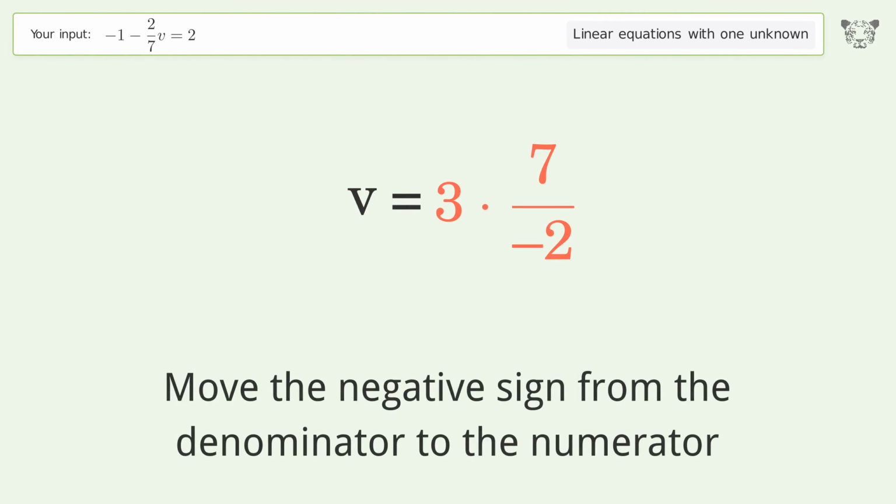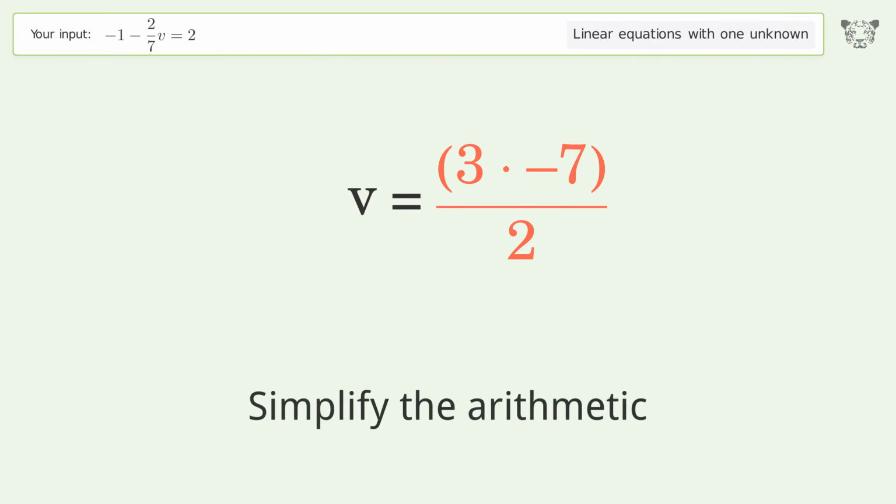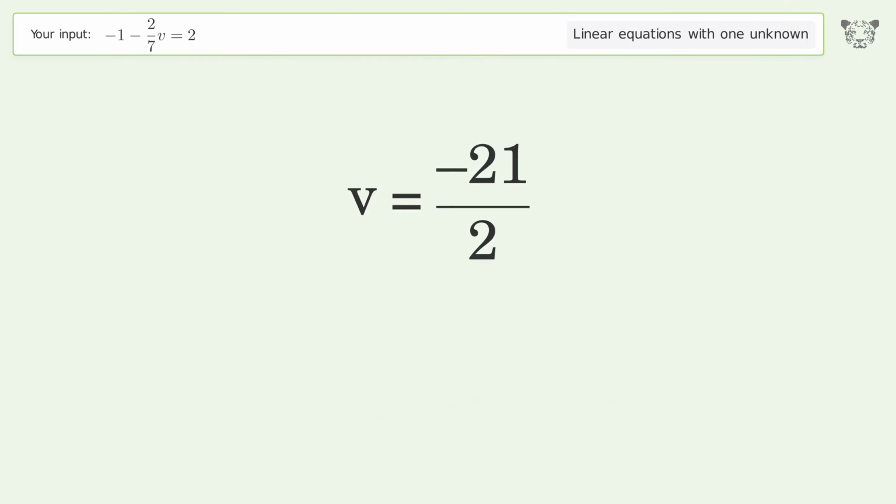Move the negative sign from the denominator to the numerator. Multiply the fractions. Simplify the arithmetic. And so the final result is v equals -21/2.